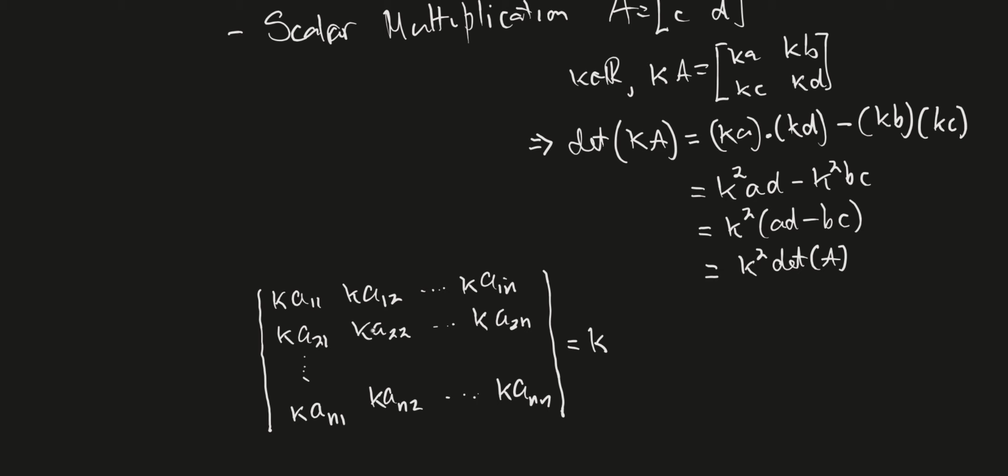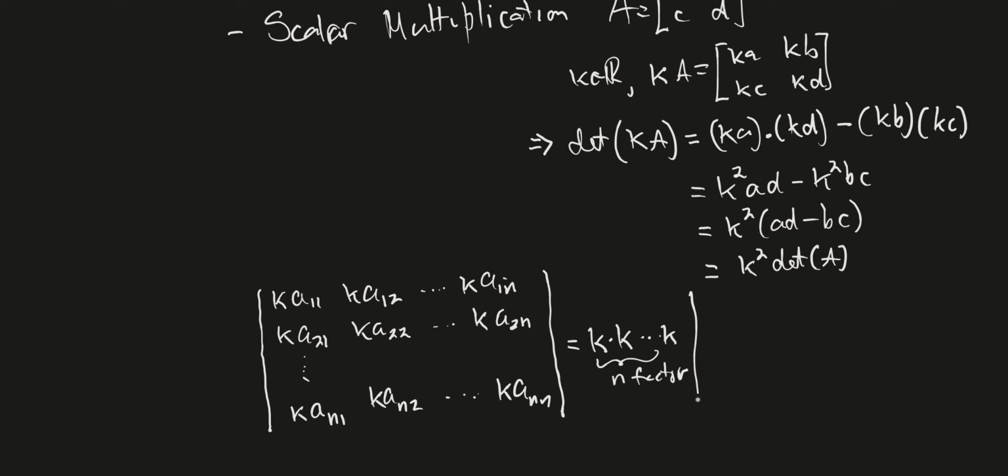Factor out the constant out of the second row, I'll have another k here. And then dot, dot, dot, factor out the k out of the bottom row, I'll have a k. So I'll have a k factored out of each row, and there are n rows there. So this is n factors.